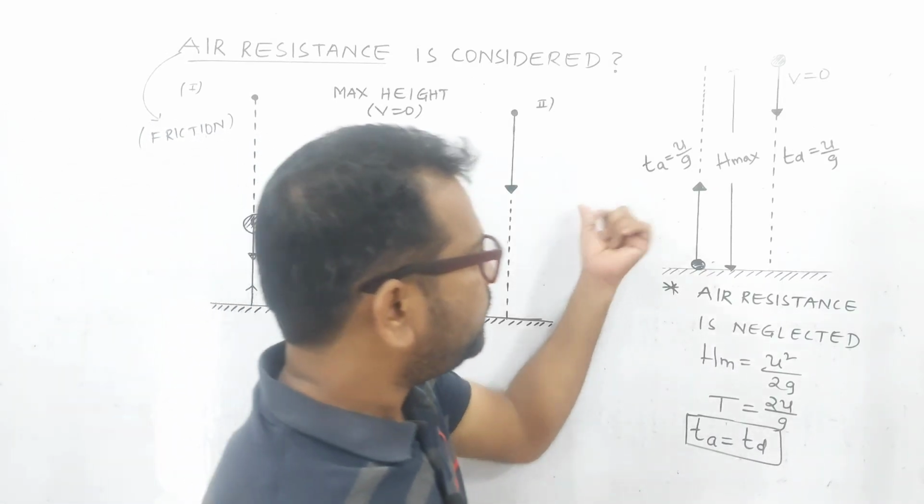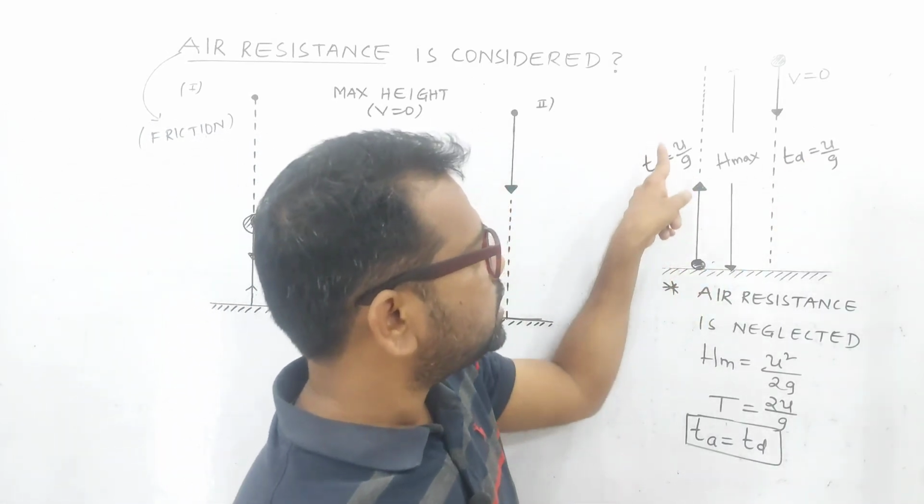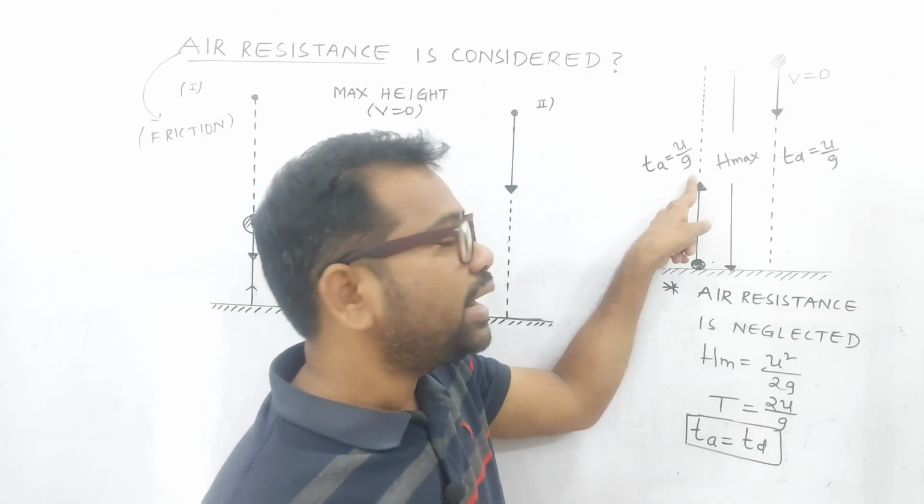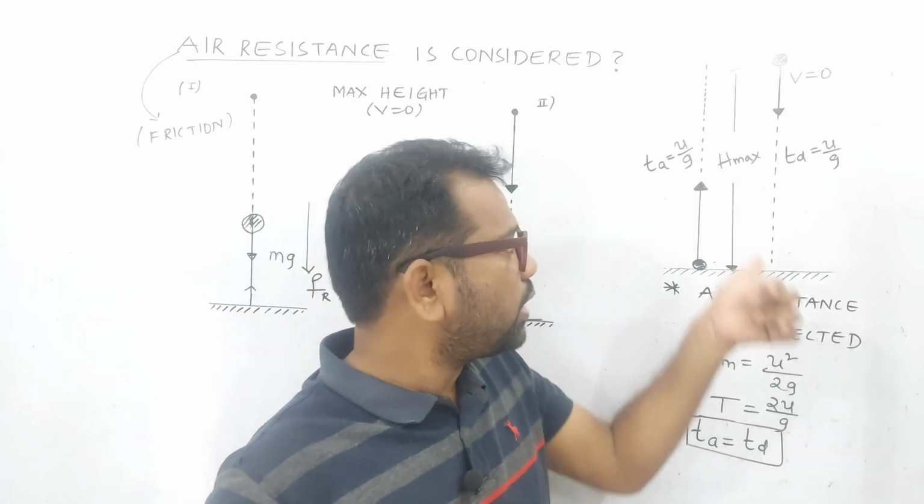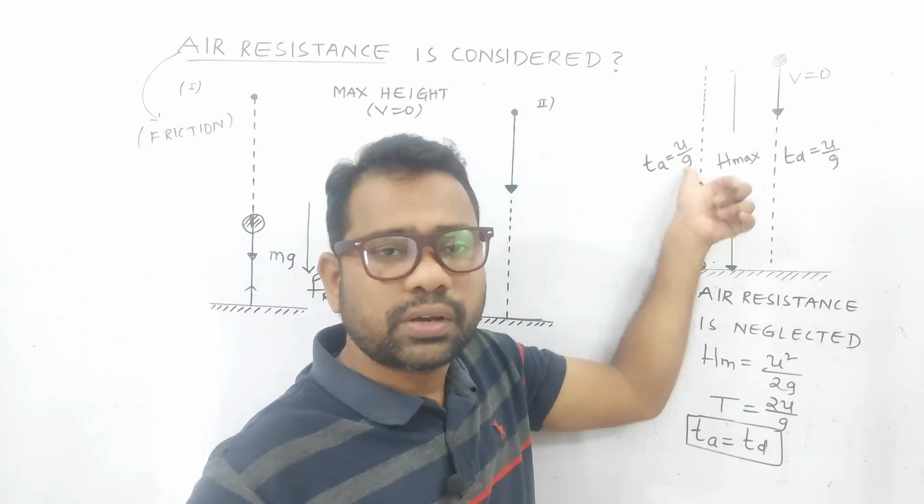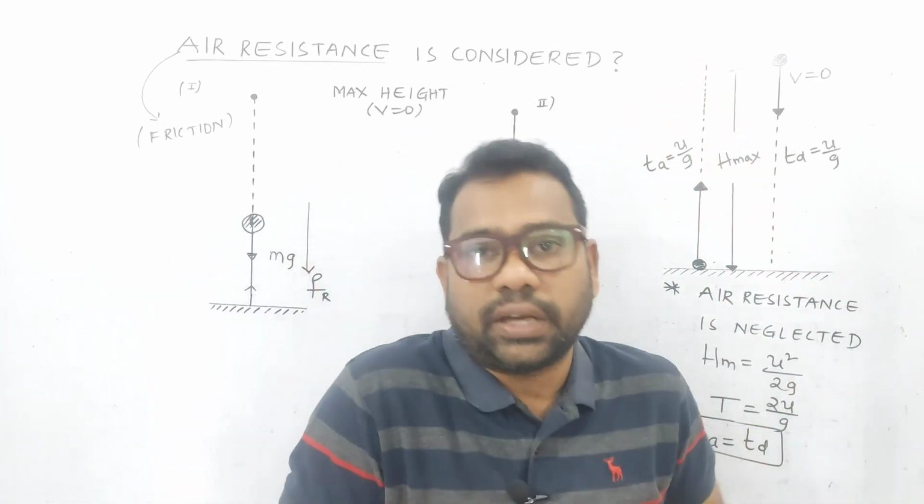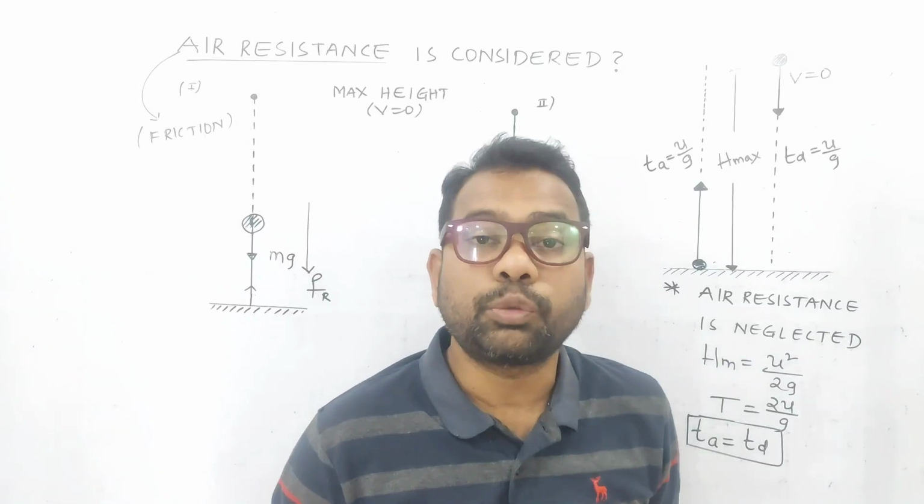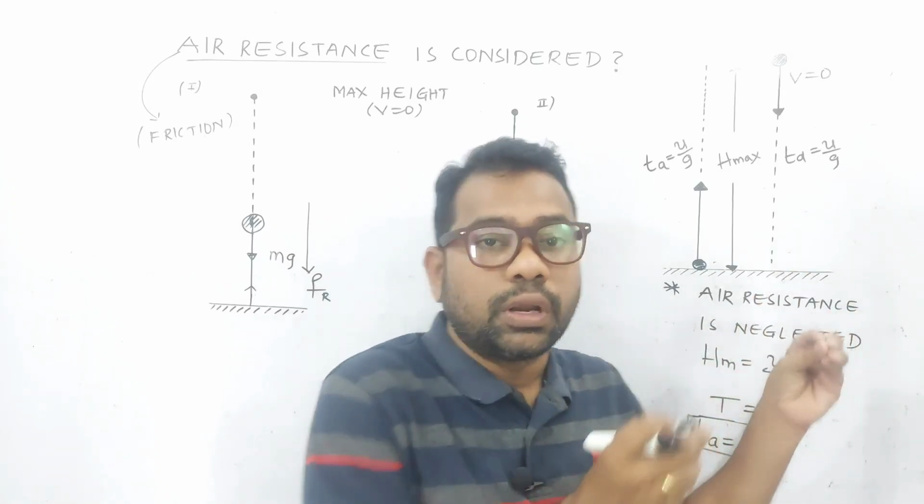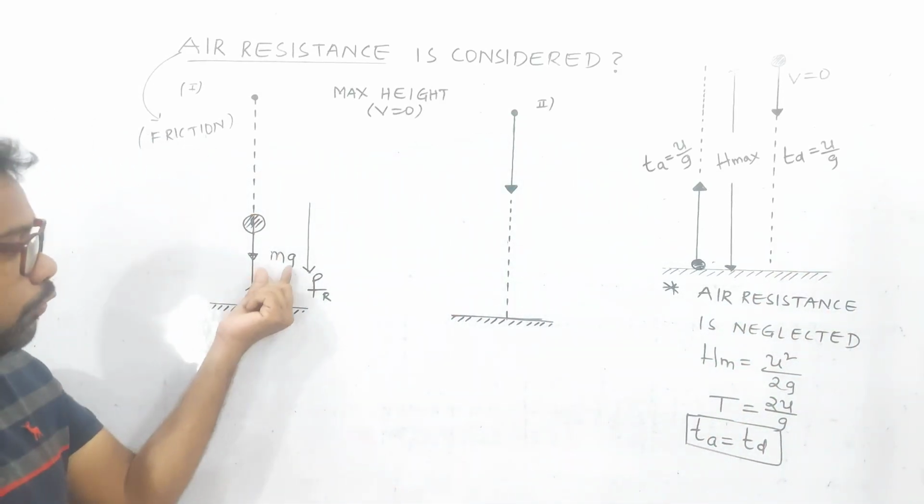Children, in the time of ascent u by g, the g is the net acceleration. But why have we taken only one g here? Because only one force was acting, so there was no point in discussing the net acceleration. There was only one acceleration, and that too produced by the gravitational force. But here there are two forces acting.